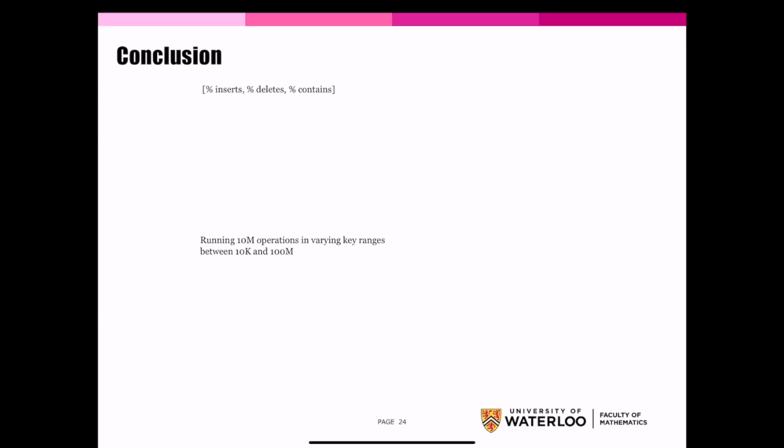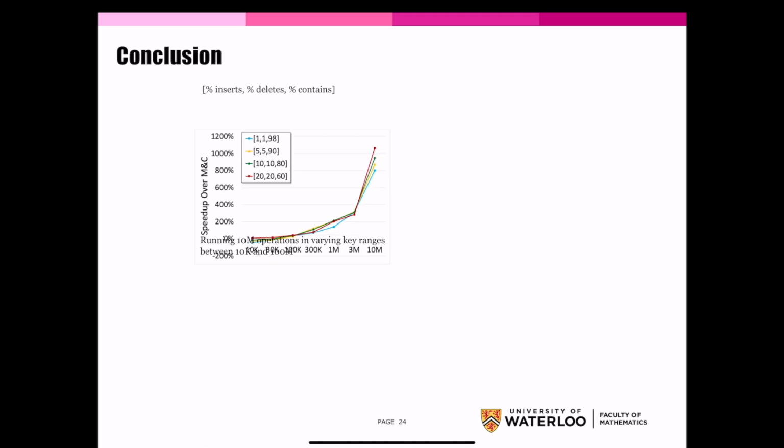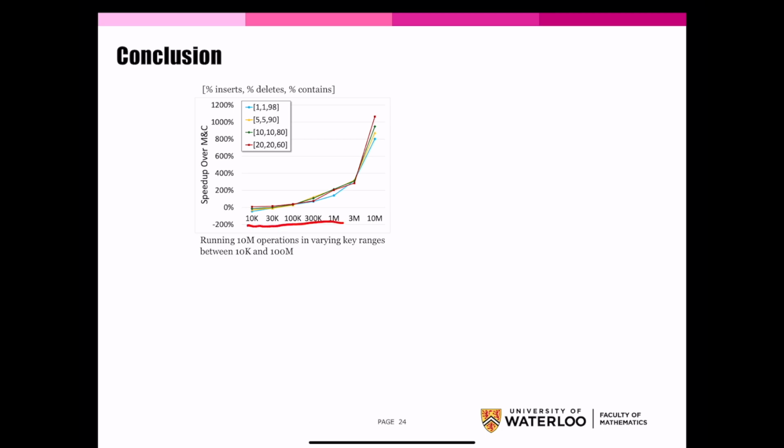Finally, we reach the last section of GFSL. We would like to compare the performance between GFSL and MNC, a classic skip list algorithm, in the GPU environment. The x-axis represents the key ranges. The y-axis represents the speedup of GFSL over MNC. We can see the speedup of GFSL over MNC. As the key range increases, the speedup also increases.